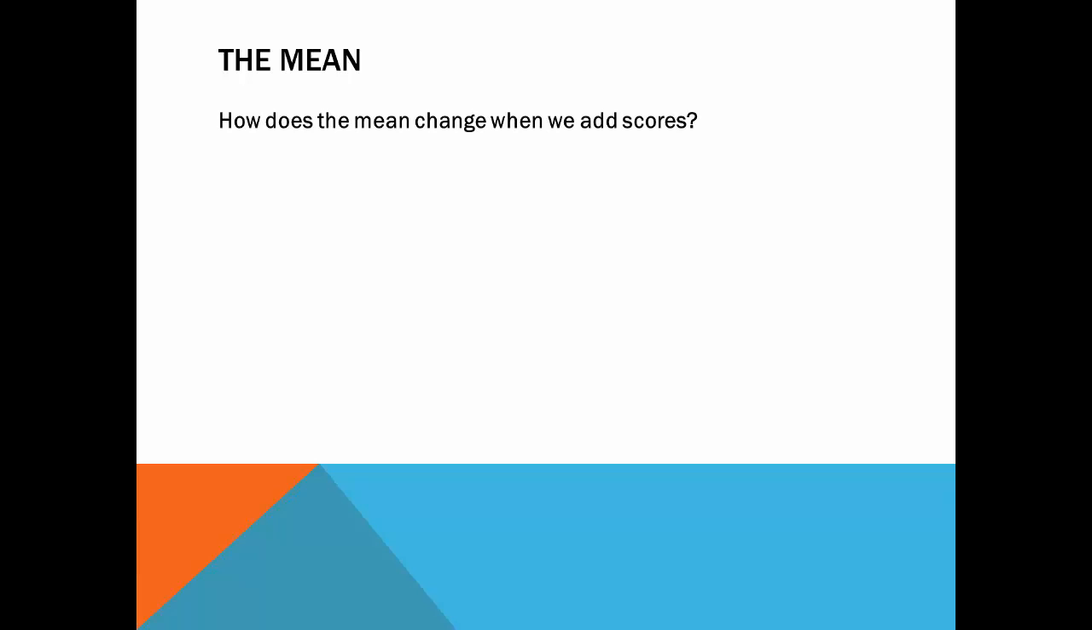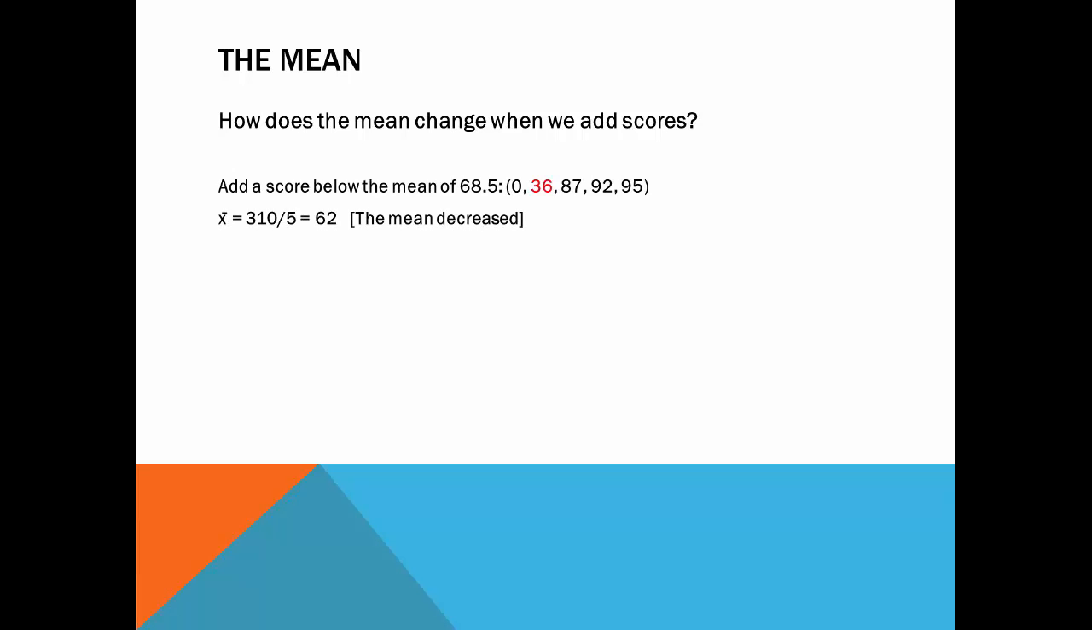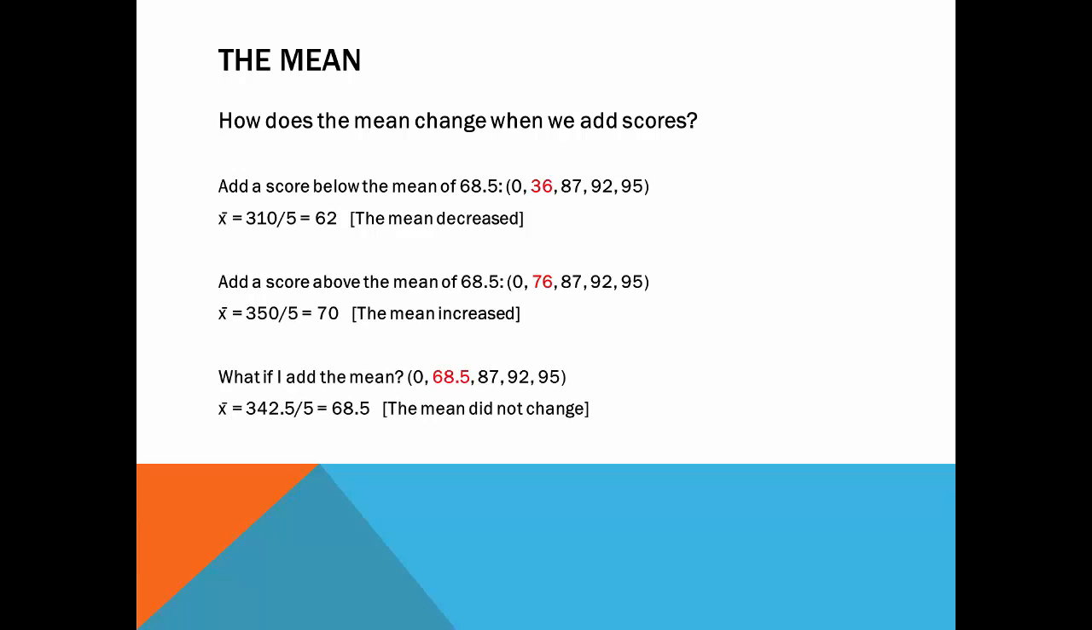Now, how does the mean change when we add scores to the data set? If we were to add a score below the mean of 68.5, so in this case we added 36, then the mean decreases. So it's pulling the mean in that direction. Now, if we were to add a score above the mean of 68.5, the mean increases because it's pulling the mean in that direction. Now, what do you think would happen if we added the mean? Would it change? If we added the mean, it would not change the mean at all because it's not pulling one way or the other.